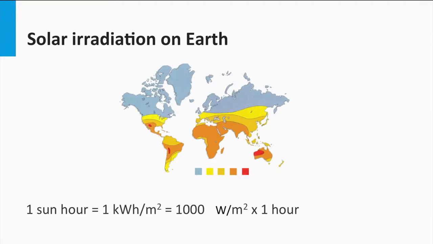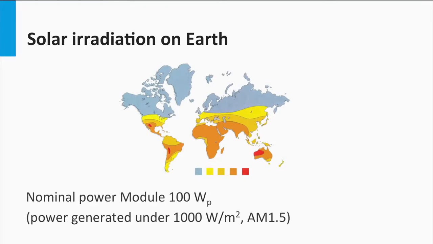Why is this a handy unit? It is related to the fact that the performance of solar modules is quantified under standard test conditions. If a module has a power of 100 watt peak, it means that the module delivers 100 watts under AM1.5 solar irradiance of 1000 watts per square meter. The addition peak means the maximum power a solar module can deliver under standard test conditions.